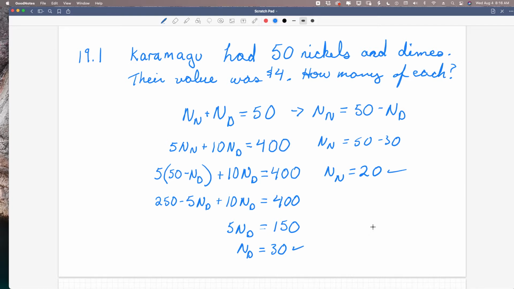Very good. So you can see it's just a process of steps. When you have single variables from your word problem that don't have a coefficient or a constant with them, then you can use substitution to solve that problem pretty easily. Okay, let's move on to 19.2.